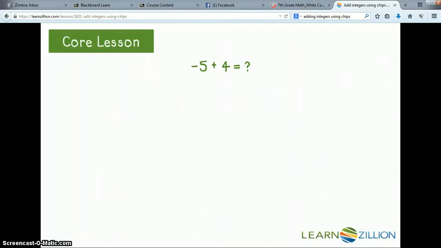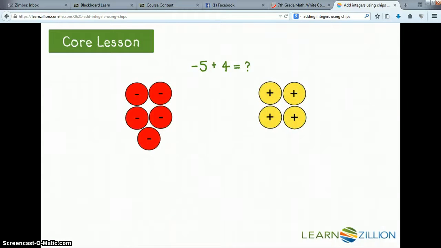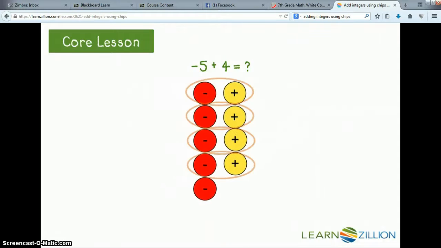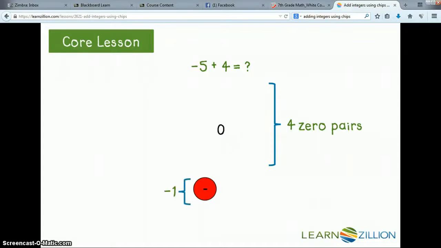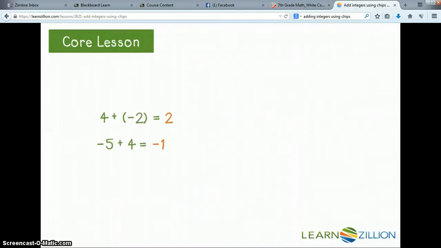Let's look at another example, negative 5 plus 4. We have 5 negative chips and 4 positive chips. When we combine them, we have 4 zero pairs and 1 negative chip left. Negative 5 plus 4 equals negative 1. Did you see a pattern when we added numbers with opposite signs?